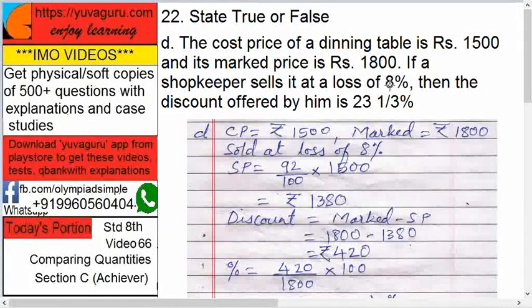If he sells 8% lower than 1800, then he is not selling at a loss because his cost is 1500, right? So he is selling at lower than 1500. So see this, selling price equals 92 upon 100. Why 92? 8% loss. So what is the selling price then? 92 upon 100.